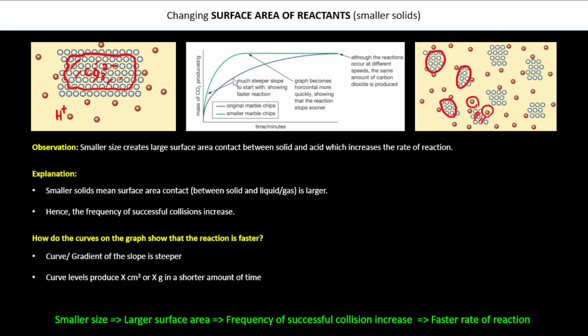And if you are asked to explain how the graphs show this, you can say that the gradient of the slope is much steeper, and you can also say it in numerical form, such as, let's try to put it here. Let's say this is 10, this will be less, around, let's say 7, right? So you can also say that by using a smaller chip or larger surface area, we're going to produce 10 centimeter cube or 10 gram of carbon dioxide in a much shorter amount of time.